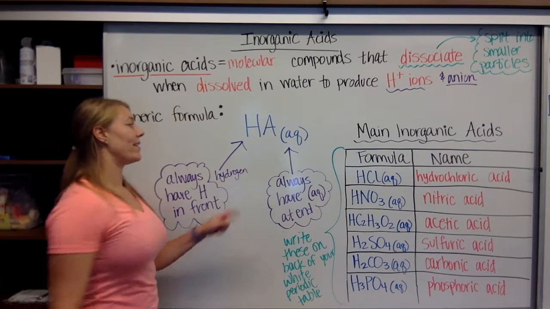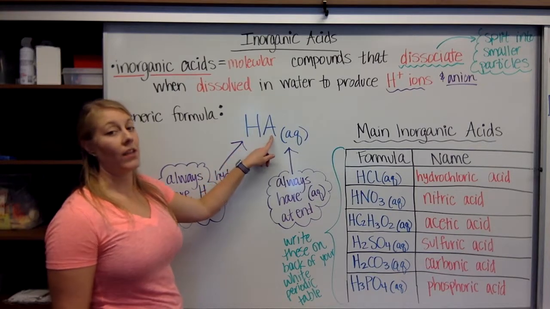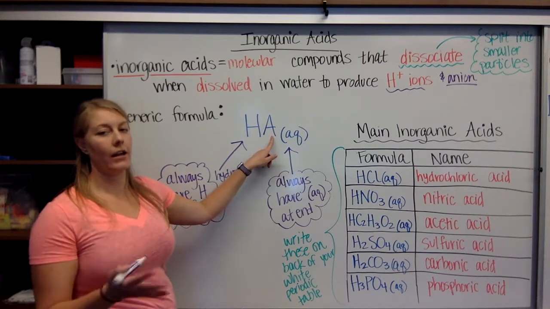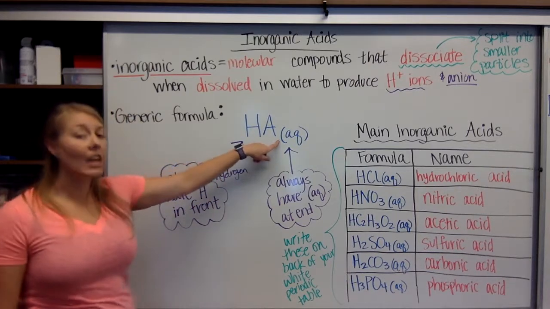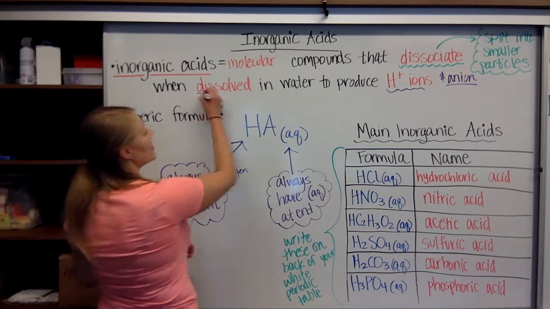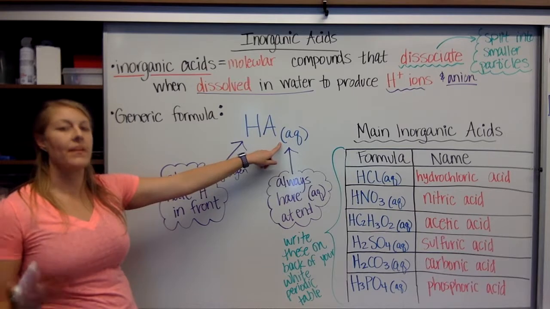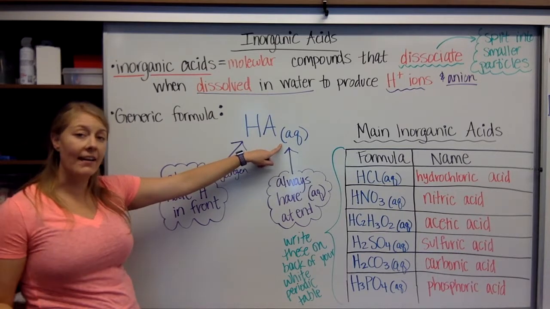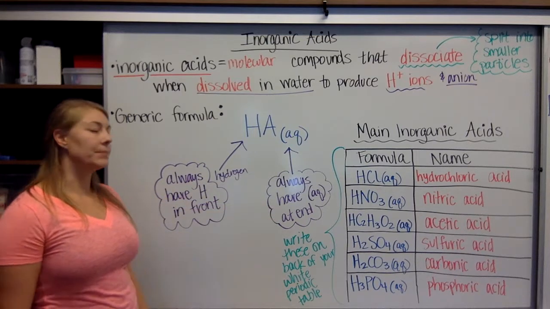You'll also always see, next, an anion. So it's hydrogen bonded with an anion, a negative ion. But the other giveaway besides the H out front is the aqueous in the back. Now hopefully this makes sense because we said dissolved in water. So it should make sense that this state is aqueous because it's been dissolved in water. It's not an acid unless it's been dissolved in water. So we'll always have AQ at the end.